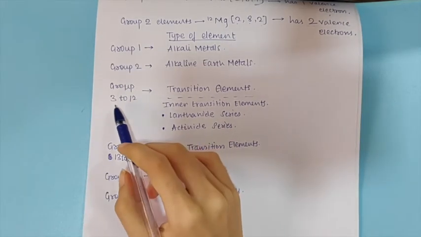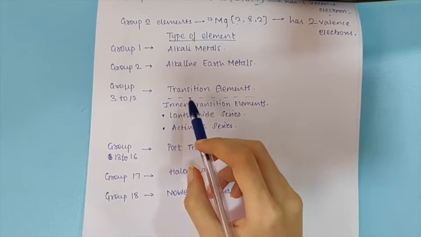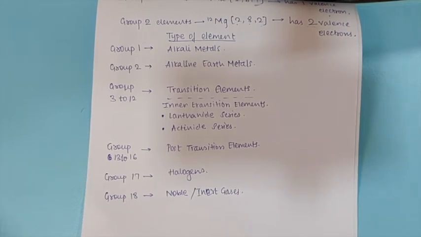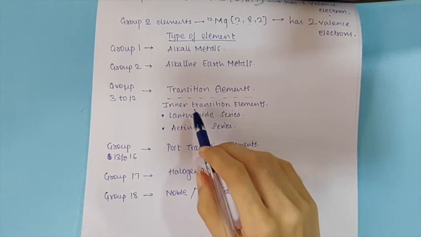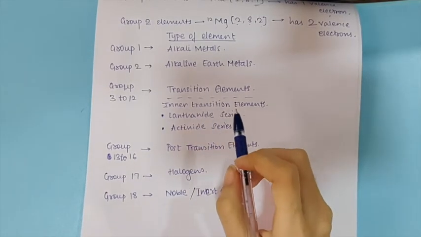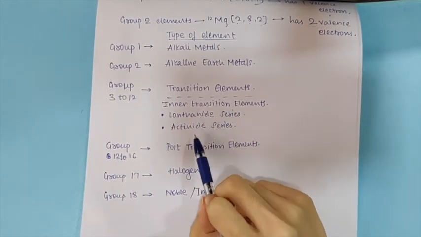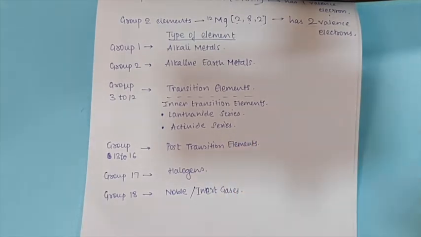Now we have group 3 to 12. These are known as the transition elements. These elements are mainly heavy metals. For example, we have nickel, cobalt, iron, copper, zinc, manganese, titanium, etc. We also have something called inner transition elements, which also come under group 3 to 12, and this has the lanthanides and actinides series, which come under period 6 and period 7 respectively.